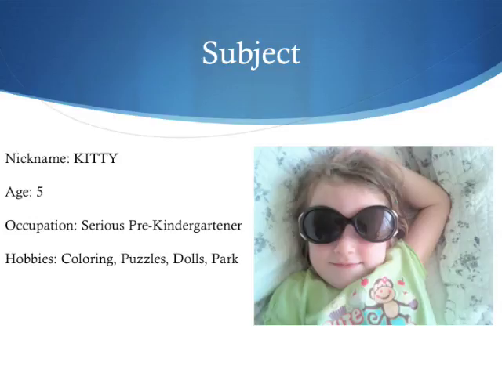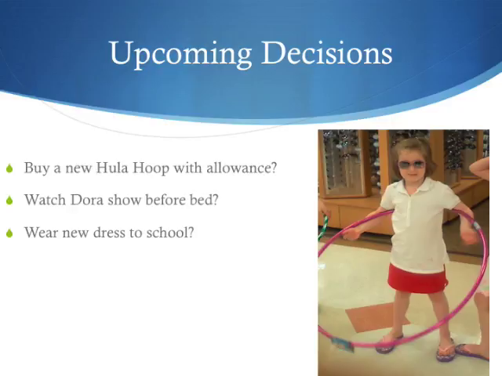Therefore, a sound decision-making process must be established by first assessing her information needs. The decision maker identified 3 very important decisions she must make before she goes to sleep tonight. These decisions include: 1. Whether or not she should purchase a new sparkly hula hoop with her allowance. 2. If she should watch her new Dora Saves the Mermaids DVD before bed. And 3. If she should wear her new princess dress to school tomorrow.